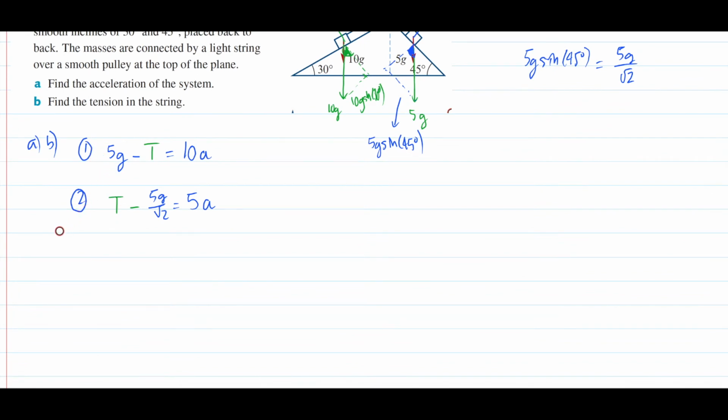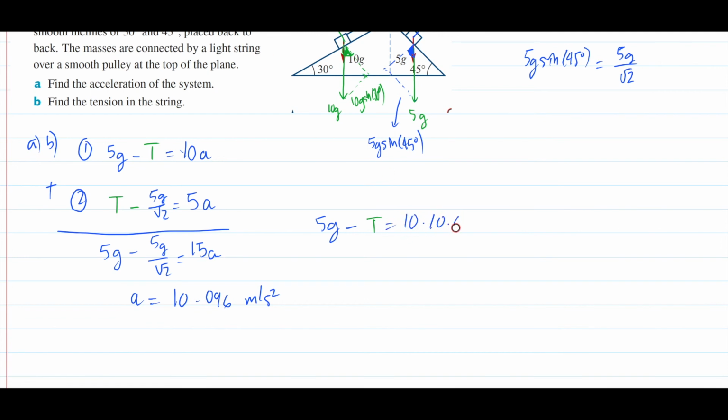So you've got equation number 1 and equation number 2. Just solve for a and solve for T, do your simultaneous equations. We can just add these two equations together. The negative T and the positive T cancel out nicely, and what you end up with is 5g minus 5g over root 2 equals 10 plus 5, so that is 15a. Then all you need to do is solve for acceleration. Put in decimal places. Your acceleration should equal 10.096 if I'm not mistaken, meters per second squared. Right, that solves part A, find the acceleration of the system. If you want to solve part B, all you need to do is put the 10.096 back into your equation. I'm going to put it into the first one. So 5g minus tension equals 10 multiplied by 10.096, and therefore tension must equal 39.4 Newtons. Very simple.